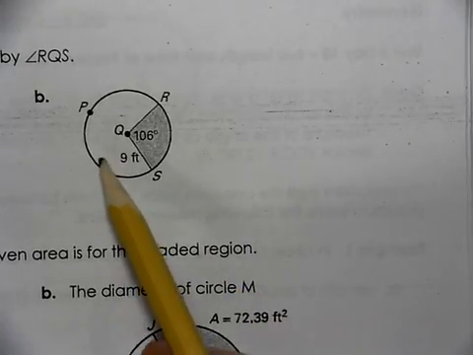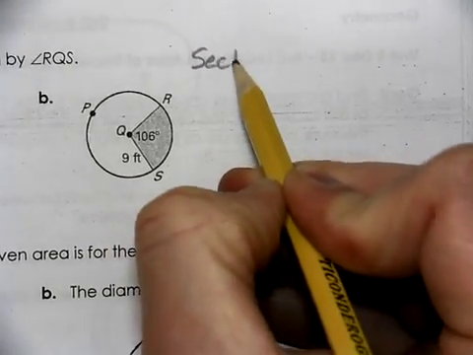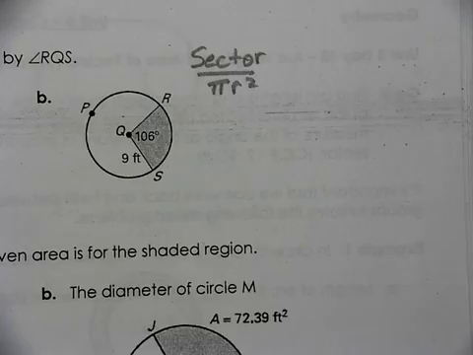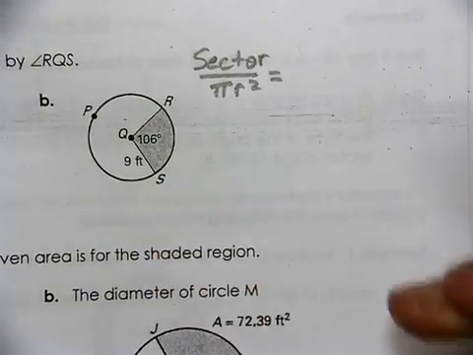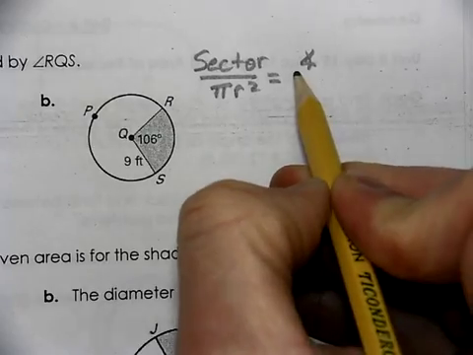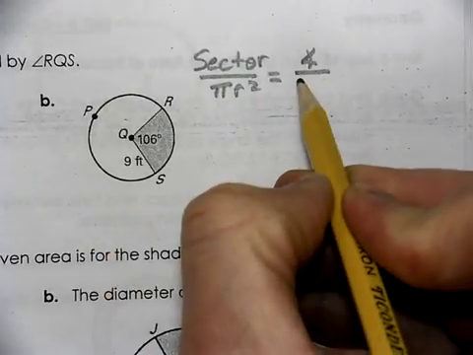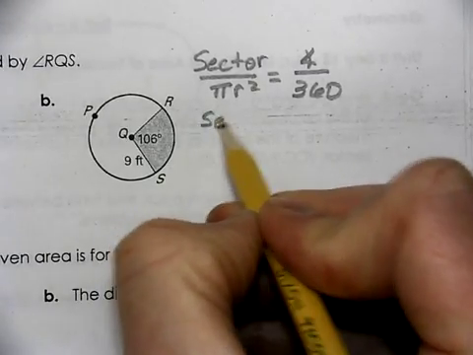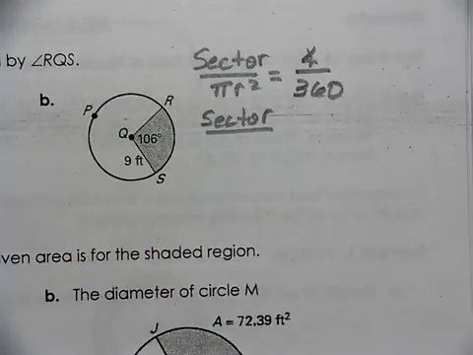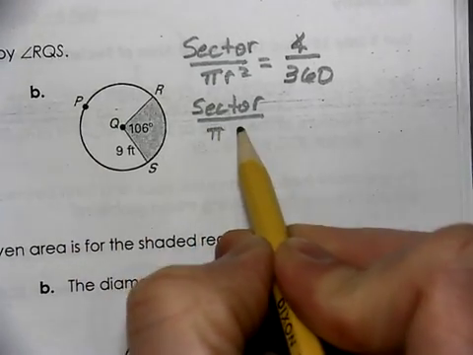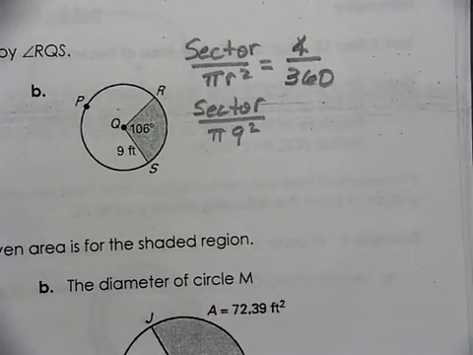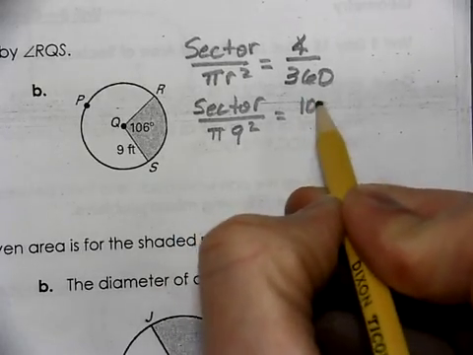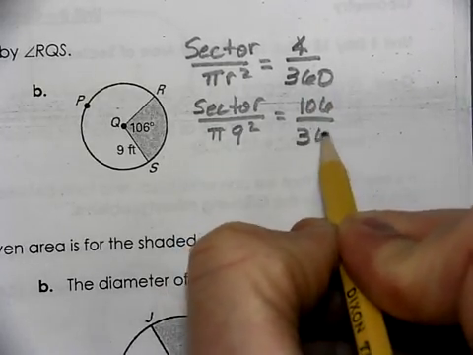Here's our next figure. Our formula that we want to be familiar with is sector over pi r squared. We're looking at the area of the sector, the central angle of that same region over 360. So we're still trying to calculate what that sector area is. We know the radius. So the radius is 9, so it's pi r squared, so 9 squared. 106 is the central angle over 360.